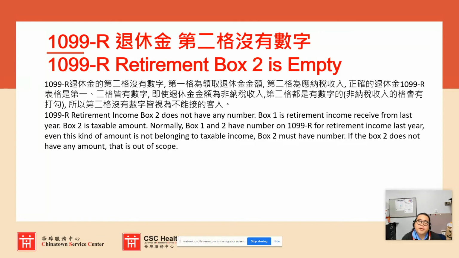If this kind of income doesn't have any tax, they have the box next to box 1. They will claim that one is taxable income or non-taxable income. They don't need to show nothing on the box. If they show nothing on the box, that means this one is abnormal. We cannot take it.